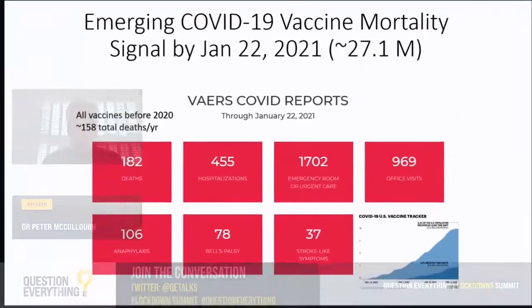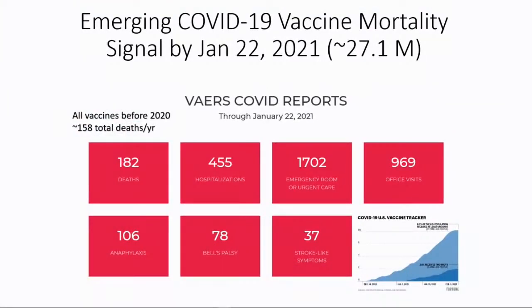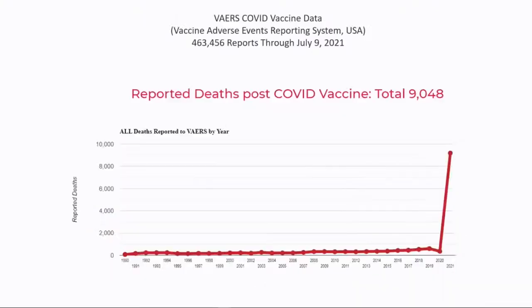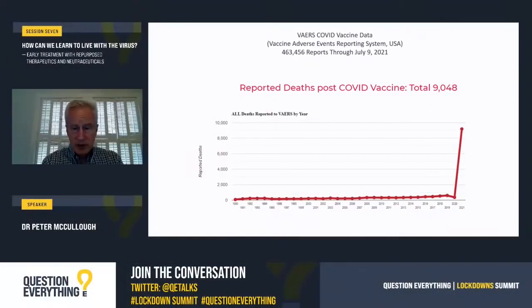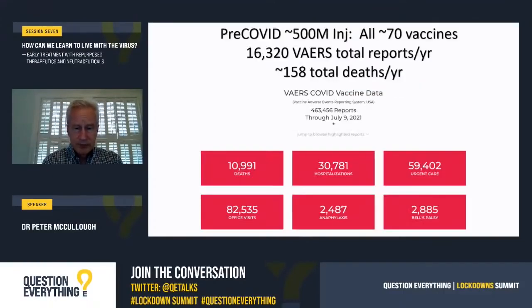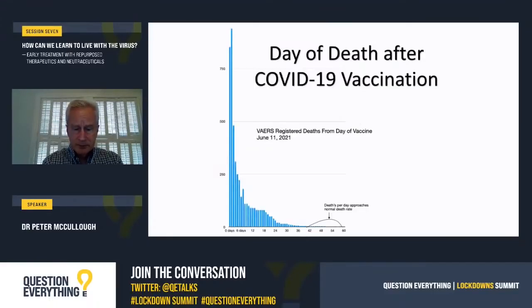Here are the most recent. We had a mortality safety signal January 22nd at 27 million people vaccinated. We had already been above an expected rate of mortality that we'd see. Next slide. Now you can see the deaths in the United States skyrocketing. There's no doubt about it. The vaccines are showing a very strong signal of mortality. Next slide. Here's the most recent numbers. 10,991 patients have died in the US after the vaccine. It's a complete and total biologic disaster. Next slide. You can see the deaths occur almost immediately after the vaccine. Next slide.